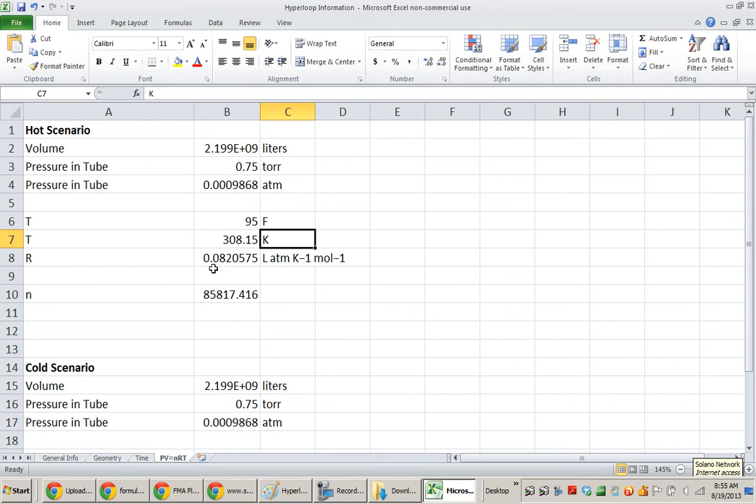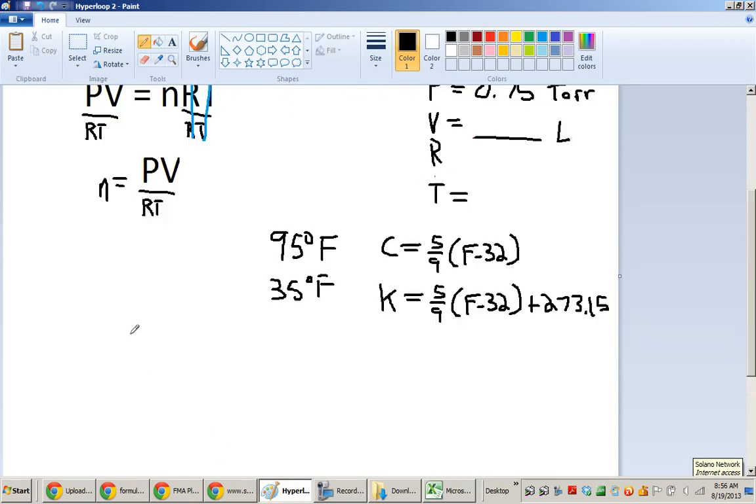For the gas constant, I decided to use the one that has the appropriate units, and I'll show you why on the board. So n equals PV over RT. So we had pressure in atm, and we had volume in liters, and we have R, we have temperature in Kelvin. So all I'm doing is replacing these variables with our converted units.